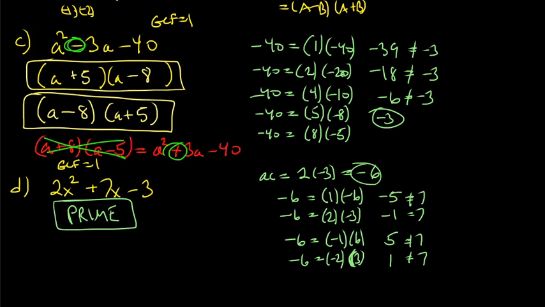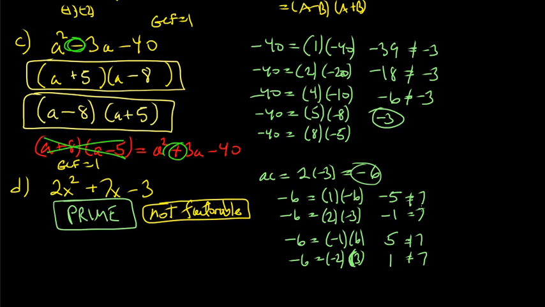So when there's no match, you just say it's prime. You can also say not factorable. I think that's what I have in the answer, not factorable. Technically, it is factorable, just not factorable over the rational numbers, and so that's all we care about here.